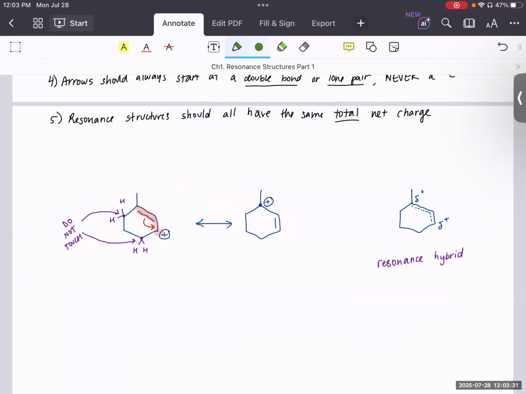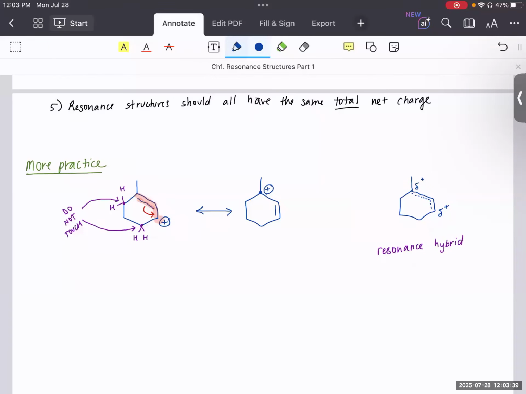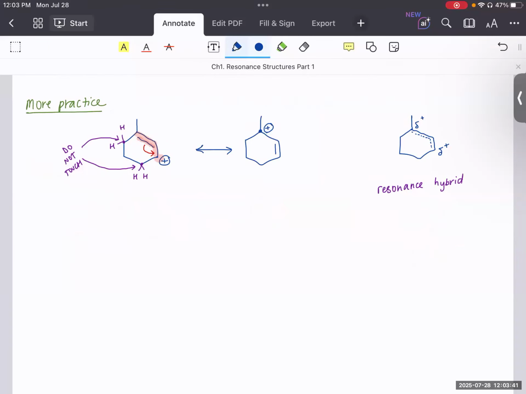All right, let's do another practice question. And then in the next video, we'll look at some examples with nitrogens and oxygens.